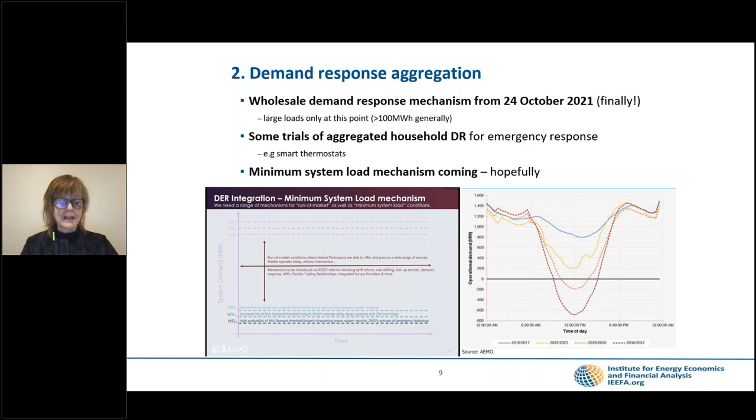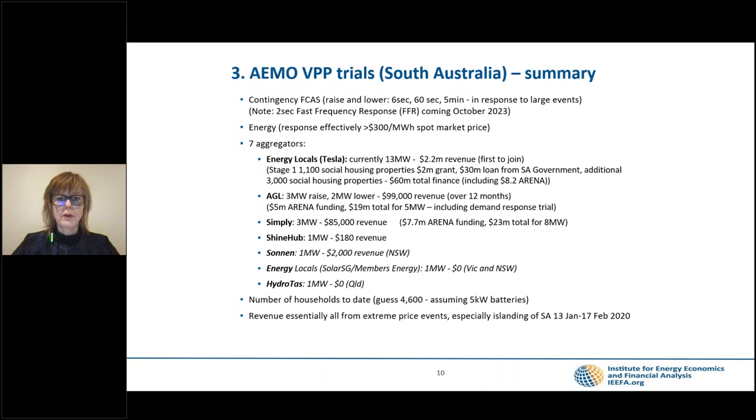Next slide, please. In terms of virtual power plants, I'm going to talk primarily about our virtual power plant trials that have been run in conjunction with the market operator. These are the virtual power plants that we have the most information on at the moment.